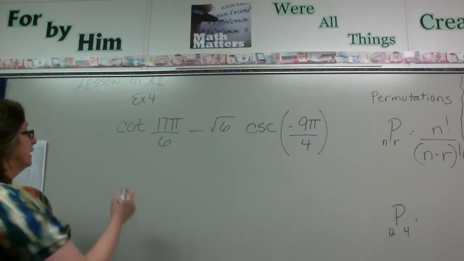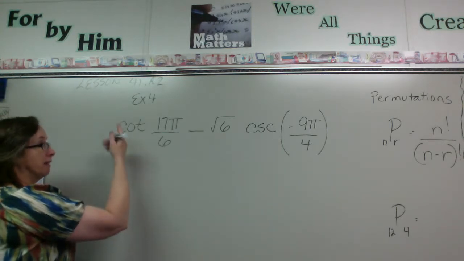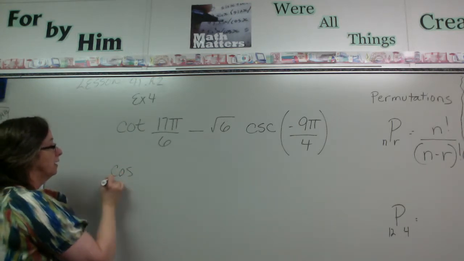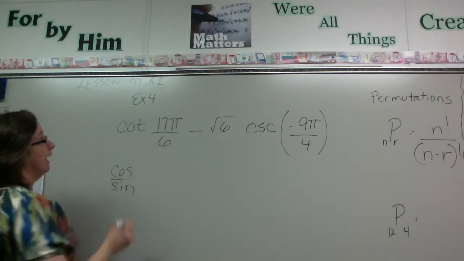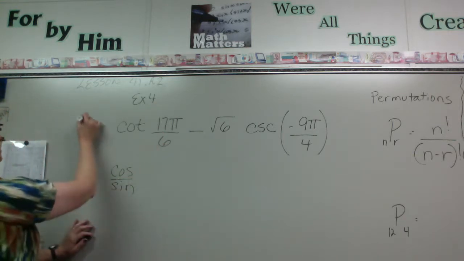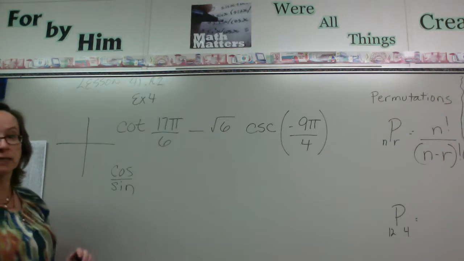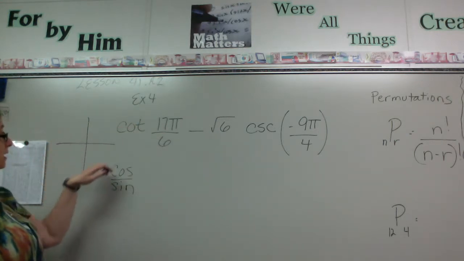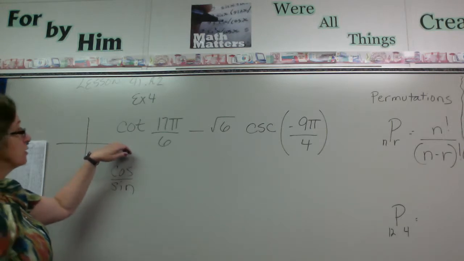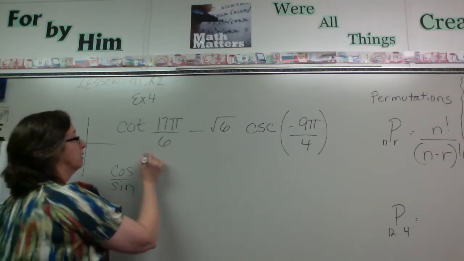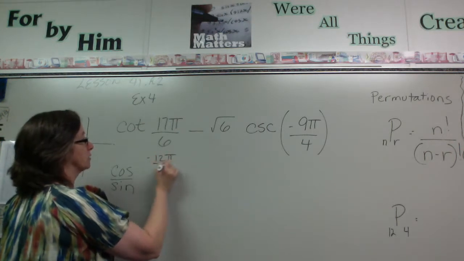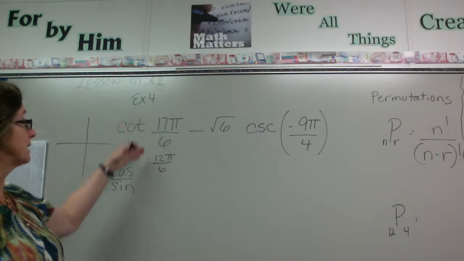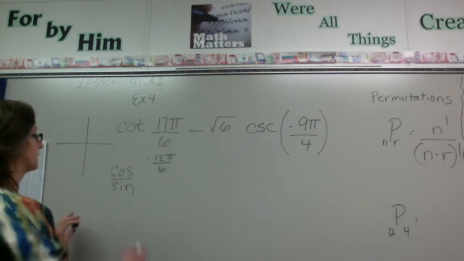Cotangent, remember, is the flip or the reciprocal of the tangent, so it is the cosine over the sine. And 17 pi over 6. Where is 17 pi over 6? Well, this is 6 pi over 6 and 12 pi over 6. So we just throw away, minus, 12 pi over 6 because that's a full 2 pi and we can get rid of it. So when we do that subtraction, we have 5 pi over 6 left.